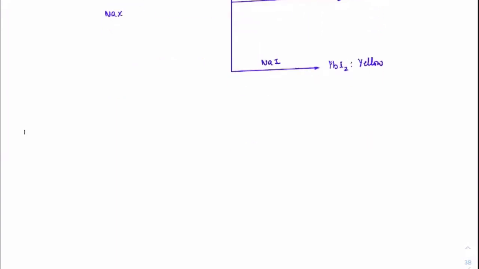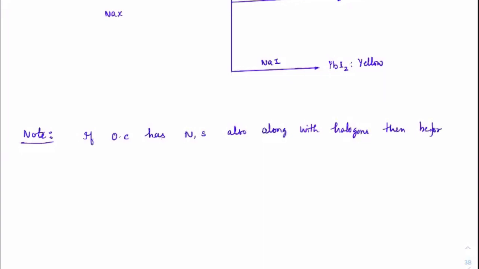Now, one important thing which you need to note during this sodium extract: if the organic compound has nitrogen, sulfur, also along with some halogens, then before proceeding to the above reactions, what we will do is boil the sodium extract with concentrated HNO3.